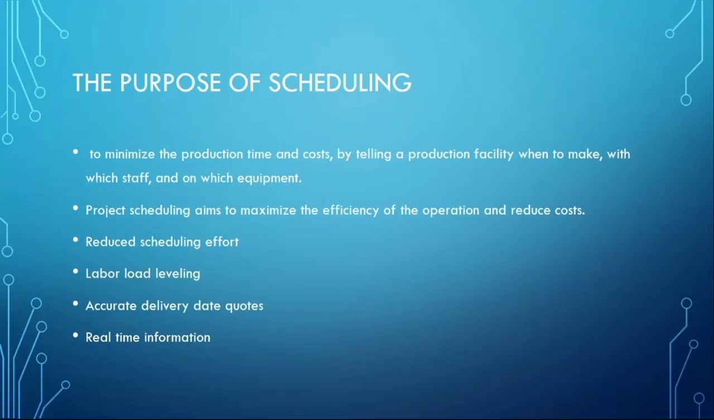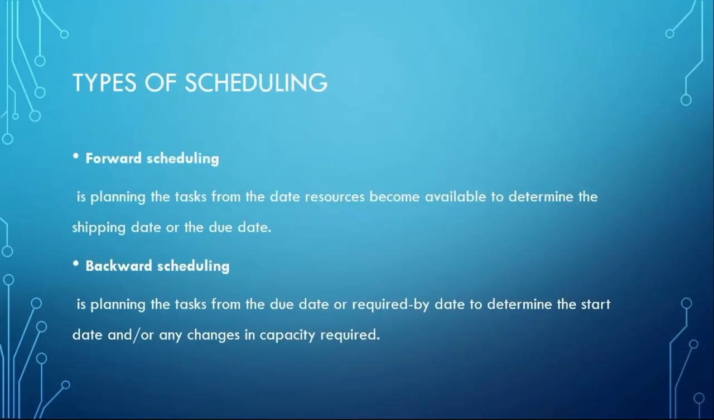All right, let's proceed if you're with me. Types of scheduling. There are basically two types of scheduling that we're going to be looking at as far as project process is concerned. We have the forward scheduling and we have the backward scheduling. I hope I'm not too fast.